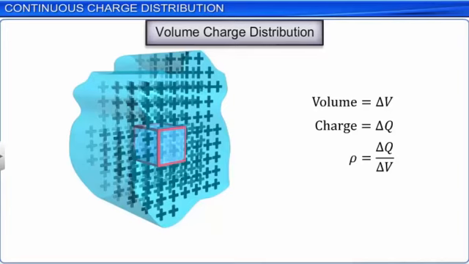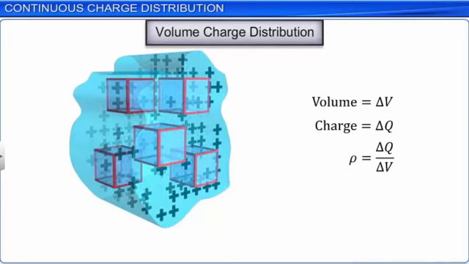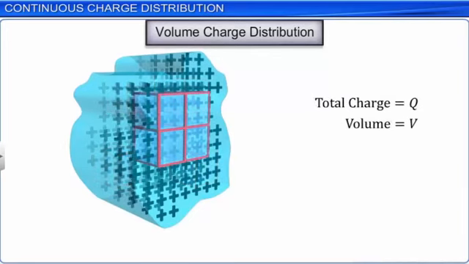If charges are not uniformly distributed, the charge density ρ for an individual volume element is equal to delta Q by delta V. If the charges are uniformly distributed, the volume charge density of the conductor is expressed as ρ is equal to Q by V.